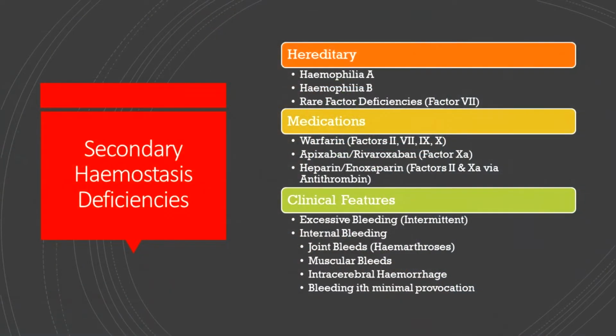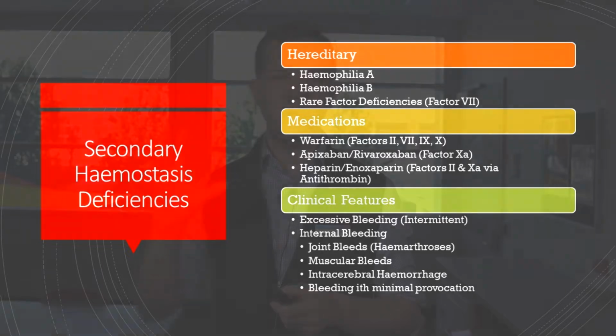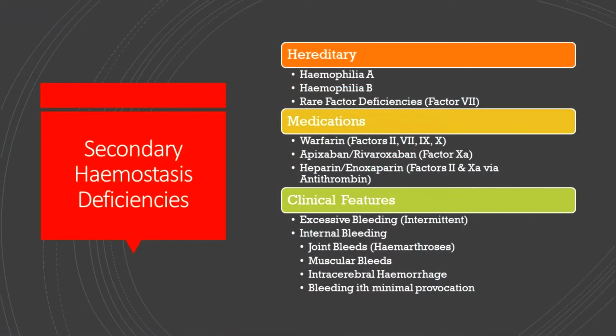We also see, unlike mucocutaneous bleeding, that secondary hemostasis disorders cause more of an internal bleeding pattern. The classic one is joint bleeds or hemarthrosis, which is very much associated with haemophilia A and B from a young age. You can have muscular bleeds, so a hematoma that forms within a muscle, either spontaneously or with minimal provocation. And you can even have intracerebral hemorrhage. Fortunately, not as common as the others, as obviously that can be life-threatening and disabling.